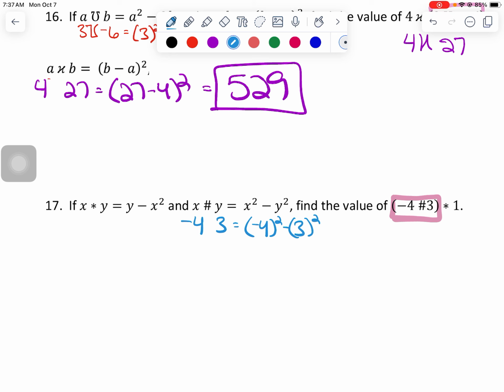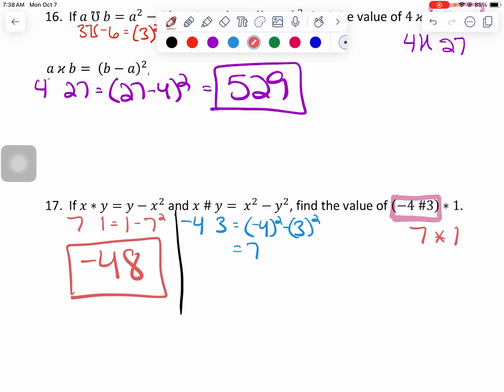Make sure I use my calculator correctly. Okay, apparently I can't use my calculator correctly. Let's try that again. All right, negative 4 squared minus 3 squared. So that I got to be 7. So then it's going to be 7 asterisk 1. So 7 and 1. If I put these in the right places, let me give myself a little divider here, so pay attention. So that's going to be 1 minus 7 squared. So 1 minus 49 is going to be negative 48, and that is your final answer for number 17.